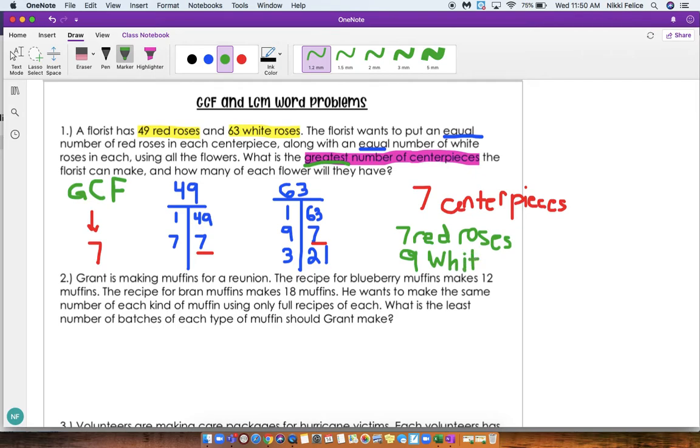So the key here is to look for those words. The words greatest, largest, biggest, that all means greatest common factor. In number 2, it's going to be the opposite.